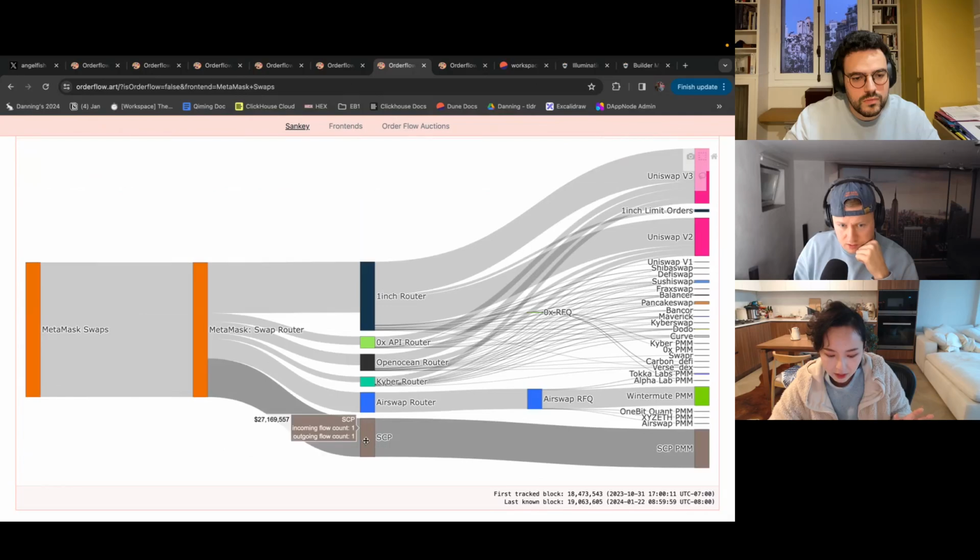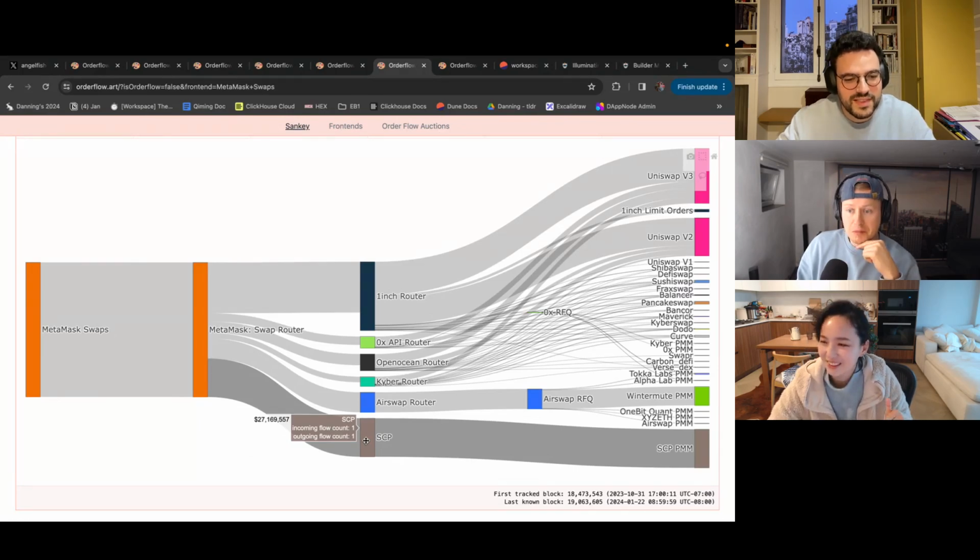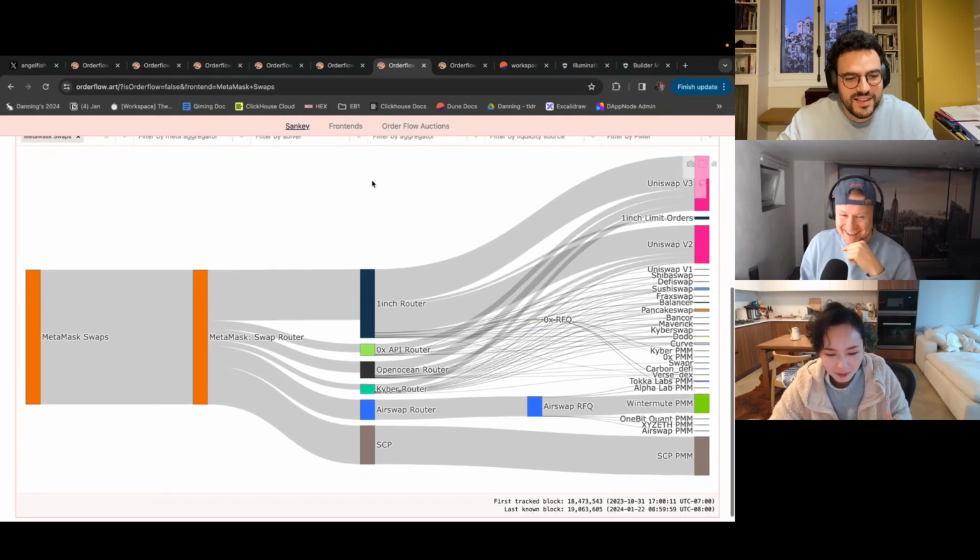Who's SCP? It's an MEV trading firm that also does market making, that also builds blocks, that also searches. So yeah, it's pretty powerful.